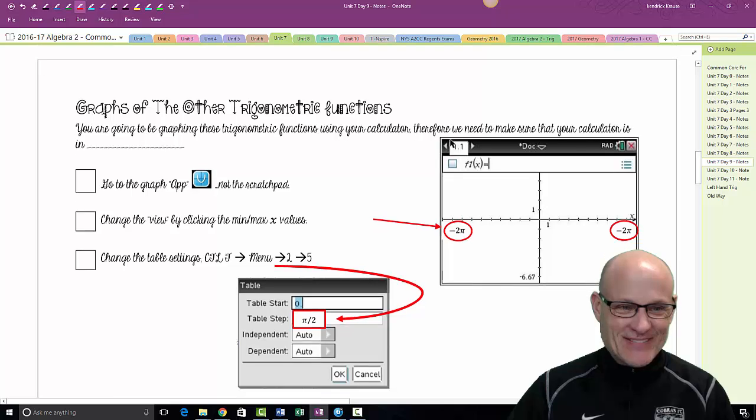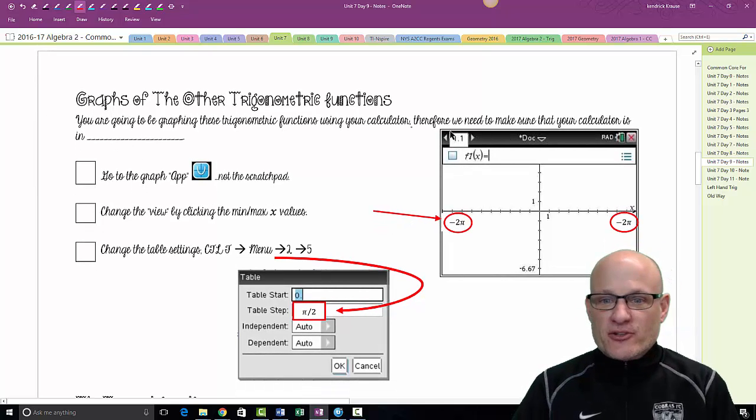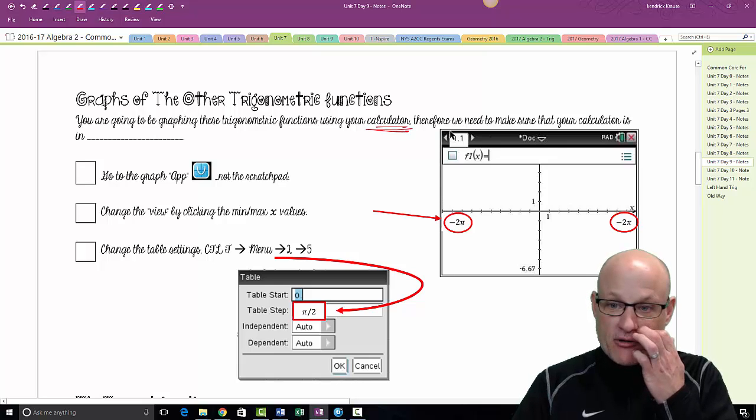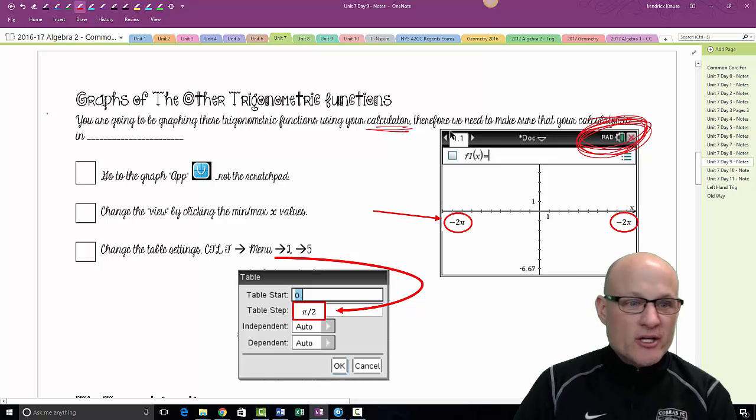I'm pretending. All right, when you're graphing your trigonometric function on your calculator, you've got to make sure that you're in radian mode. You see this up here? Radian mode. We need to be in radians.